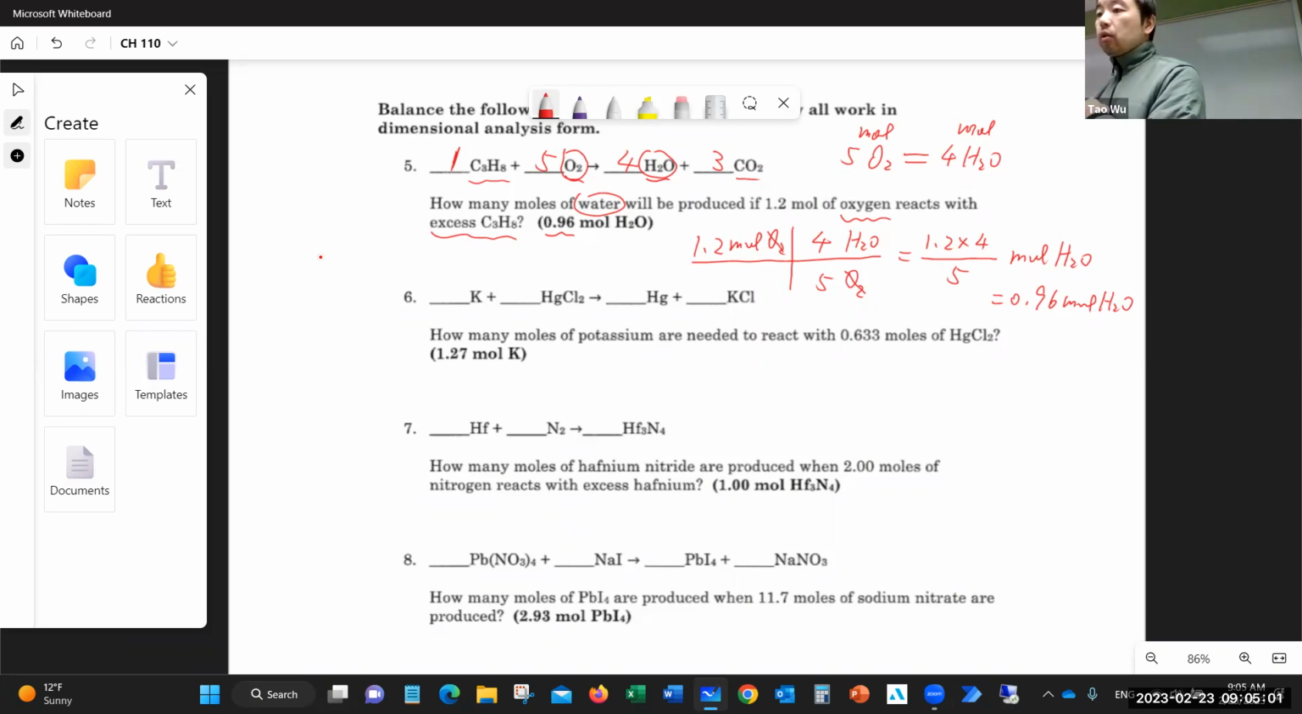The next one: how many moles of potassium are needed to react with 0.633 moles of mercury chloride? Now we have potassium, and we're looking for the mercury chloride. So we need to find the relationship between these.